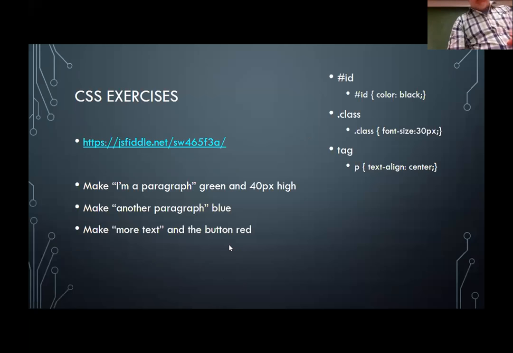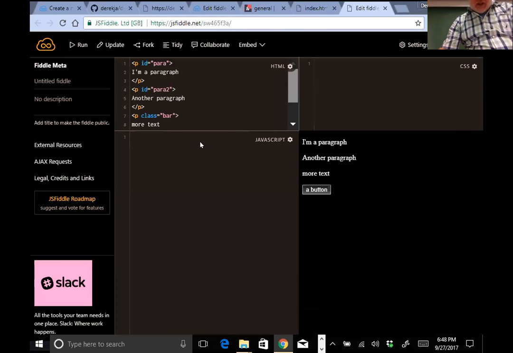So we're going to do an exercise in here. I've got a JS Fiddle, and I'll pull it up and just show you the first part of this exercise, and then I'm going to have you go off and do some of the others. This JS Fiddle just has some pretty simple text in it. I've got a paragraph with the ID para, another paragraph with para 2, and a paragraph with the class bar.